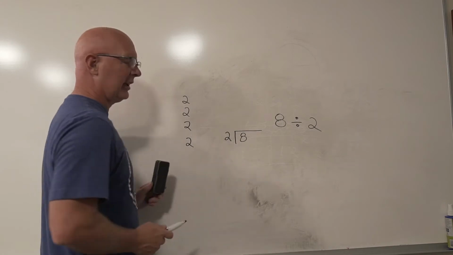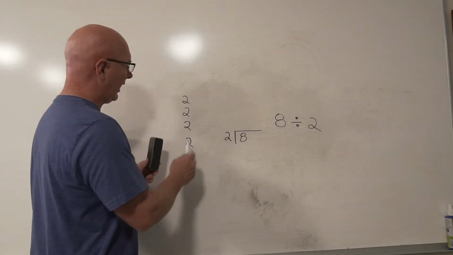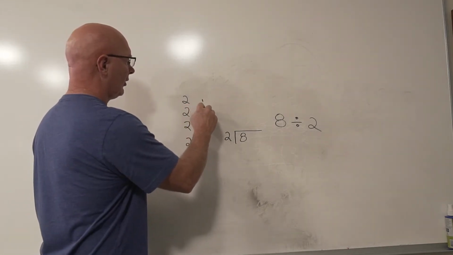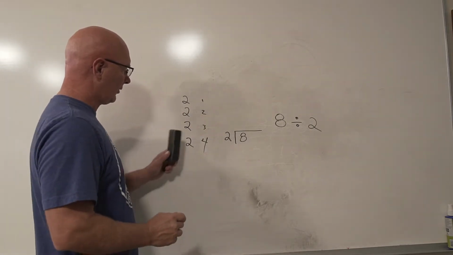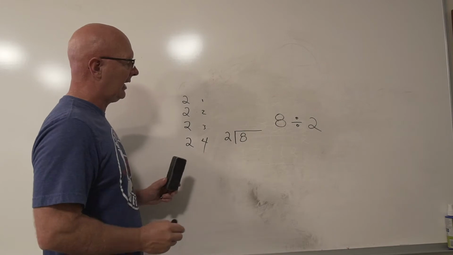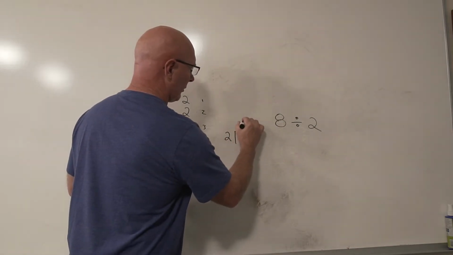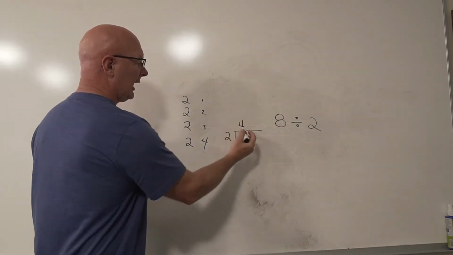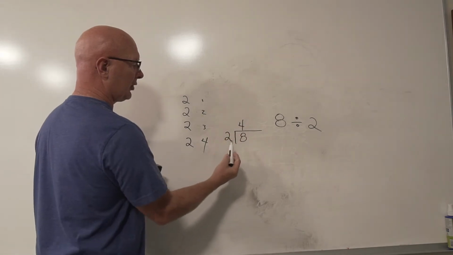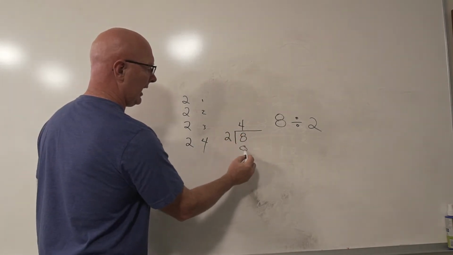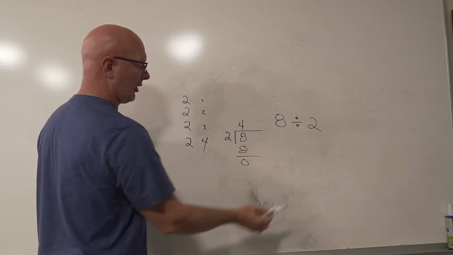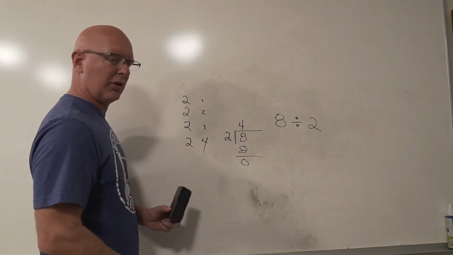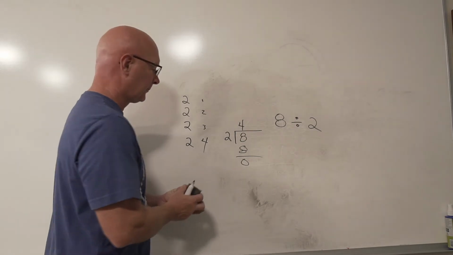We want to know how many times 2 will go into 8. The answer is 1, 2, 3, 4. So 4 times 2 is going to give me 8. All I'm going to do is come up here and put a 4 on the top, and then multiply it to make sure I'm right. So 4 times 2 is 8, and then subtract those, and it gives me 0. I have no other numbers to work with, so the answer to this problem is 4.